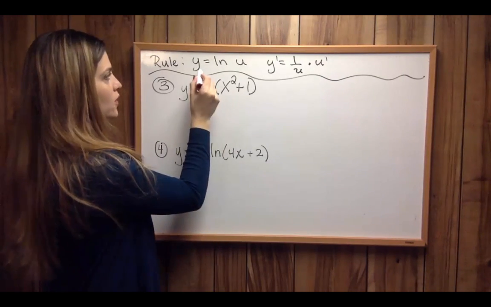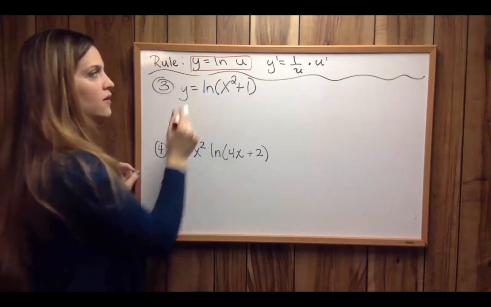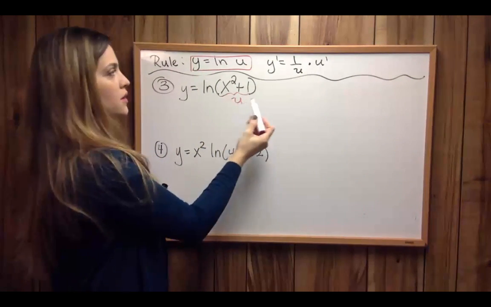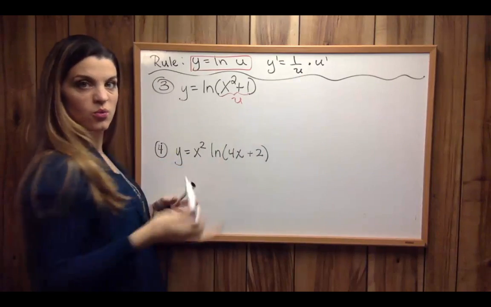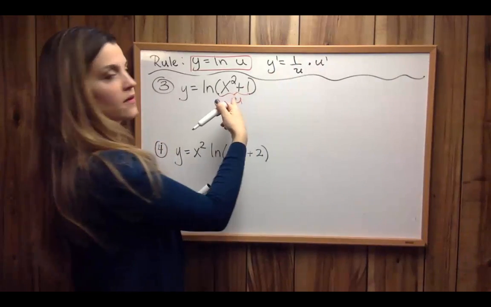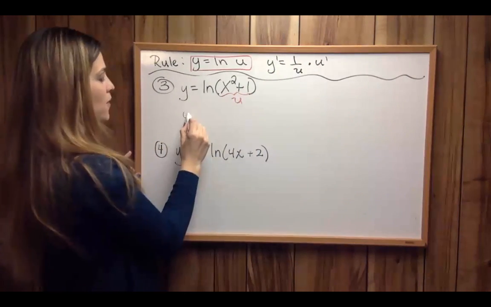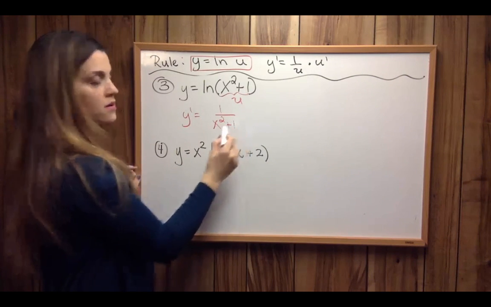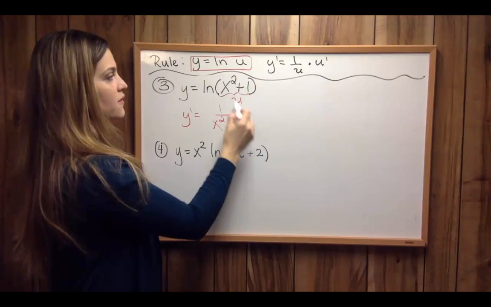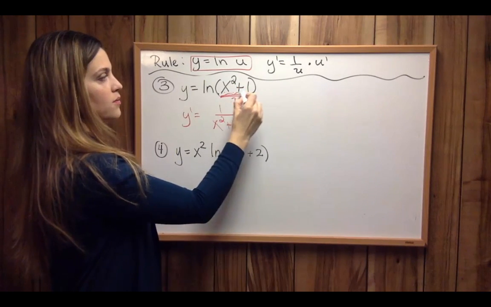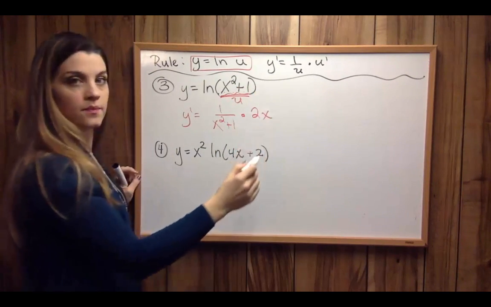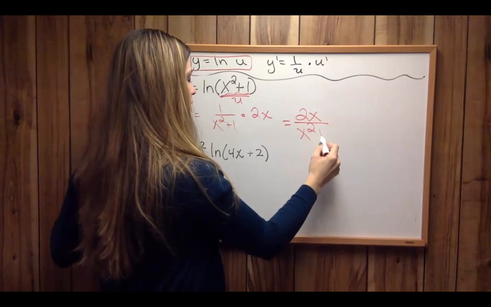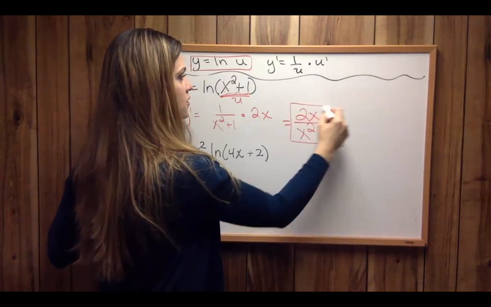So remember, if you look up here, you think of this as ln u. So this becomes your u. So the derivative is 1 over the u, the original, times the derivative of the inside. So y prime becomes 1 over x squared plus 1 times the derivative of the inside. And the derivative of x squared plus 1 is 2x. And you can write that with the 2x as the numerator. And that's your derivative.